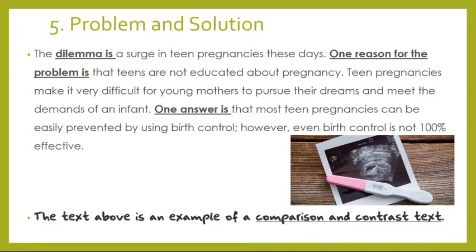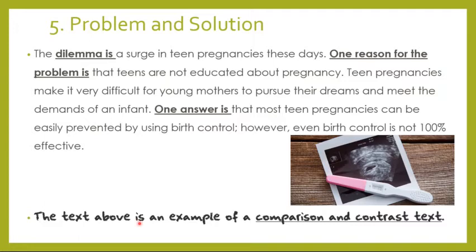Now, what is the text about? Okay, the text is about teen pregnancies. What is the problem? Ano yung problema dito? Teen pregnancies or Tagalog, nagbubuntis ng bata pa. So that is our problem. What is the solution? Or in other words, what is the answer in the text? Yes, the answer is using birth control.